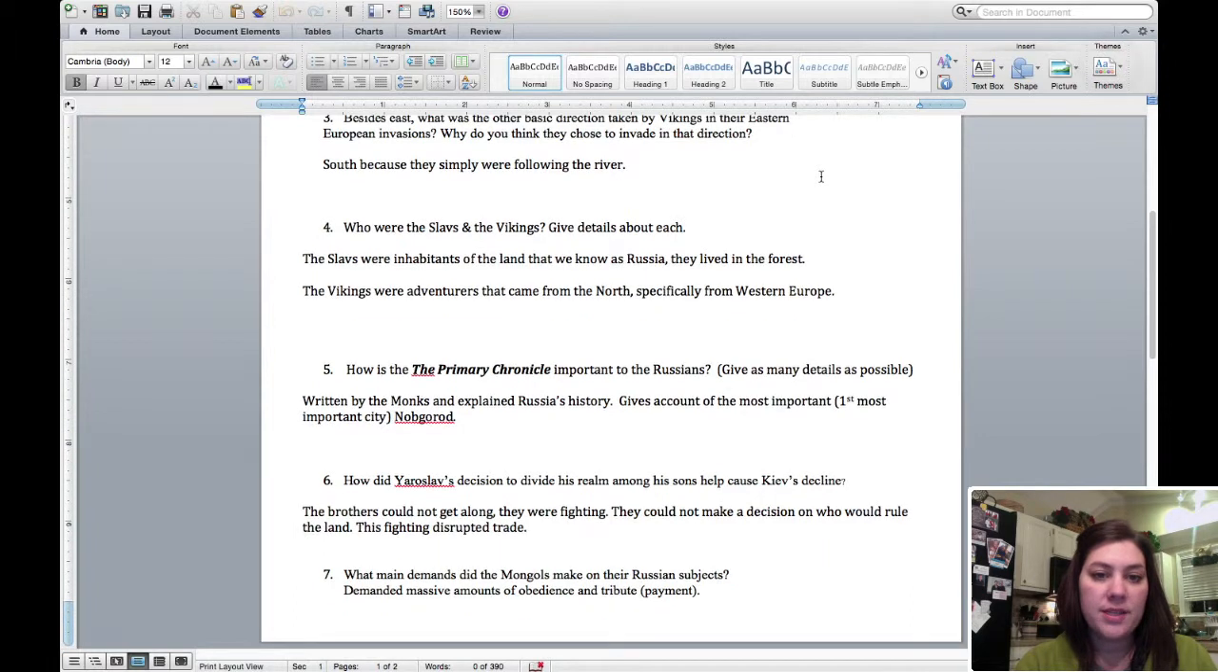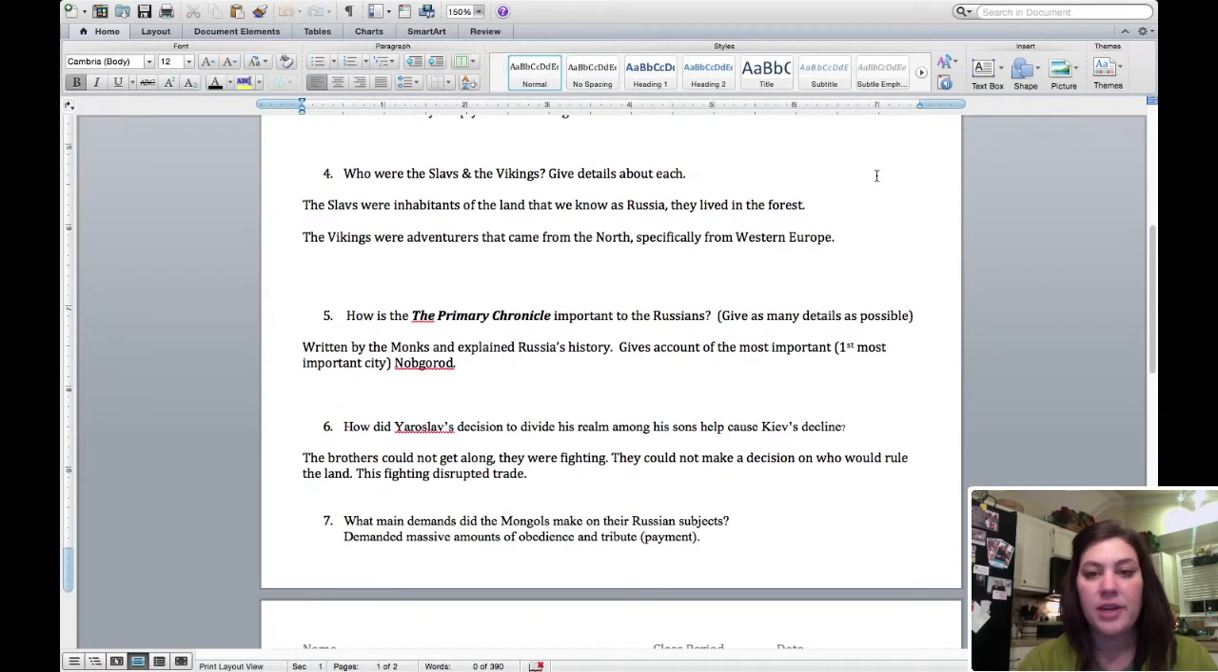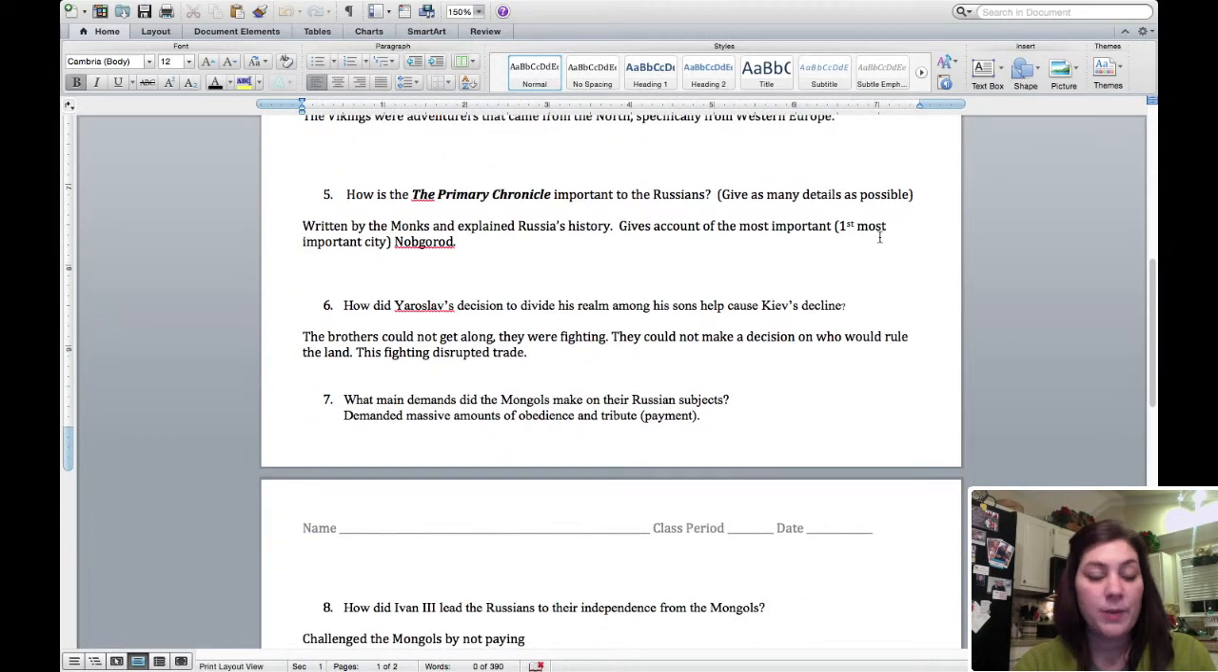Number 4, who were the Slavs and the Vikings? Give details about each of these. This was on the front page of your packet if you go back and read. The Slavs were inhabitants of the land that we now know today as Russia. They lived in the forest, very rugged group of people. The Vikings were adventurers that came from the north, specifically Western Europe, so the land that we know today as England and even Germany, Poland, some of those Western Europe countries. Vikings, we know, remember they sailed ships to get to wherever they needed to go, and that's what they're famous for.